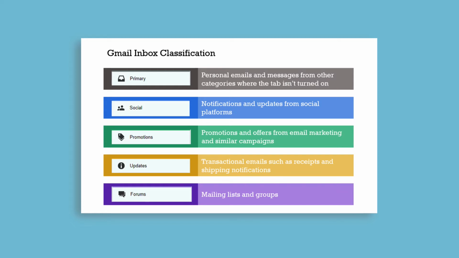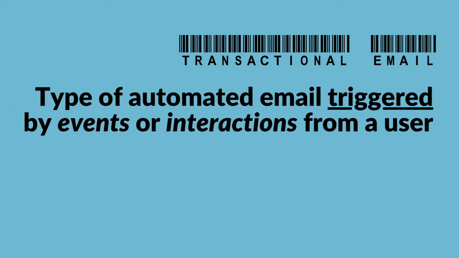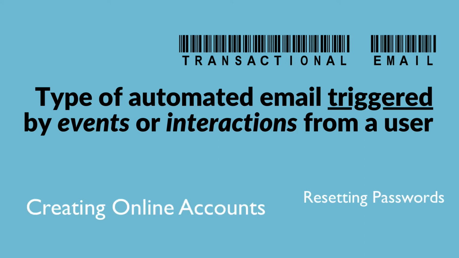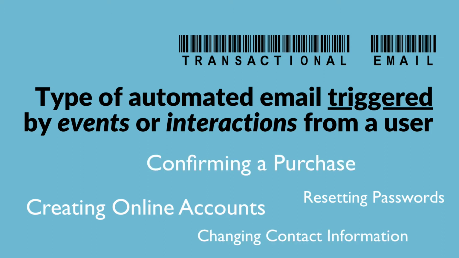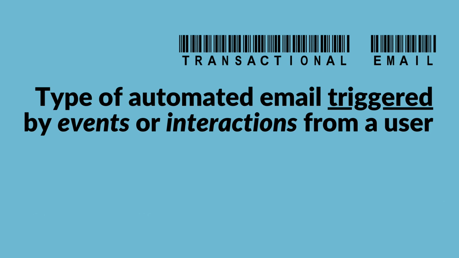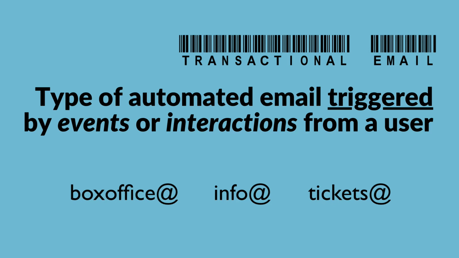Before moving forward, let's define the term transactional email. It's a type of automated email triggered by events or interactions from a user. Common examples include creating online accounts, resetting passwords, changing contact information, or confirming a purchase. In other words, you do something online, which triggers the system to generate an email confirming that what you just did indeed worked. In the arts and entertainment sector, these transactional emails are typically sent via a box office at, info at, or tickets at email address.